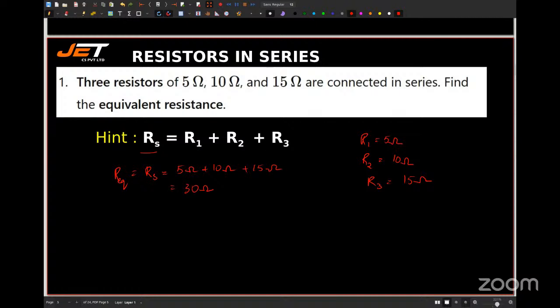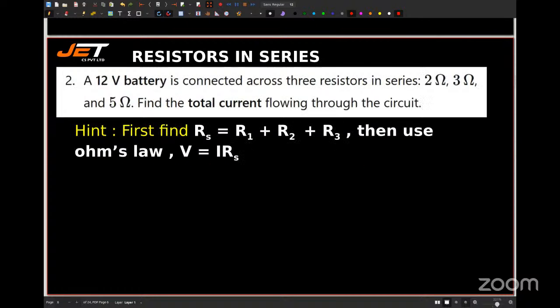Yeah, I can see. Next, a 12-volt battery is connected across three resistors in series: 2 ohms, 3 ohms, and 5 ohms. Find the total current flowing through the circuit. So the hint is: first, we have to find the equivalent resistance. Then, by using Ohm's law, we have to find the current flowing through the circuit. What is Ohm's law? V is equal to I into R. This is Ohm's law.